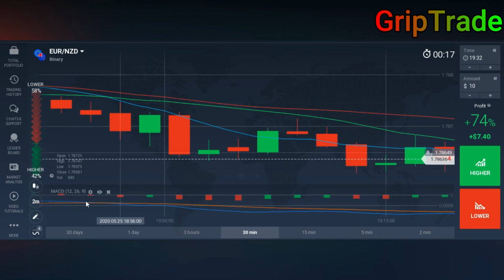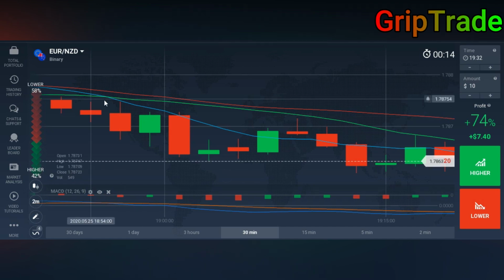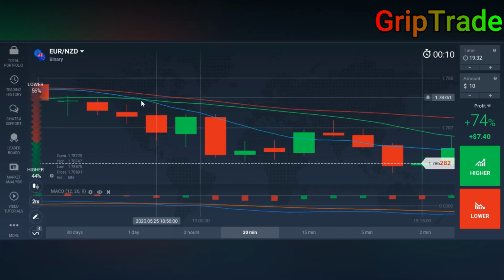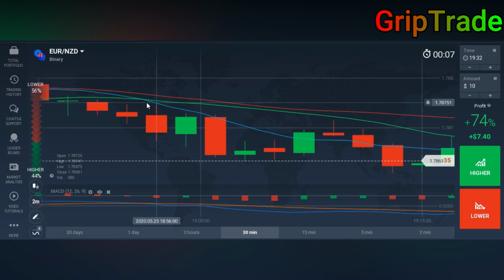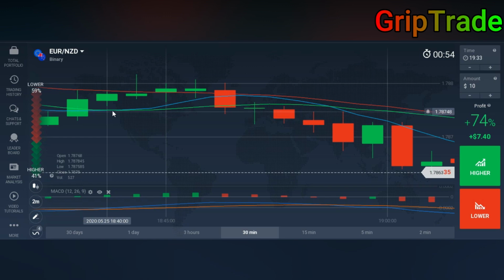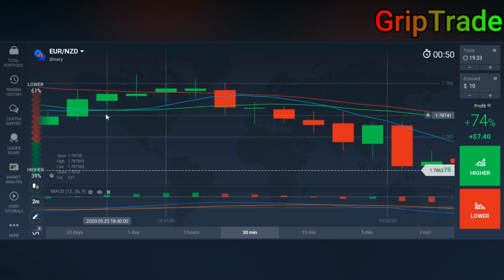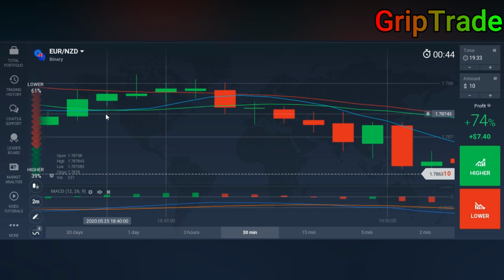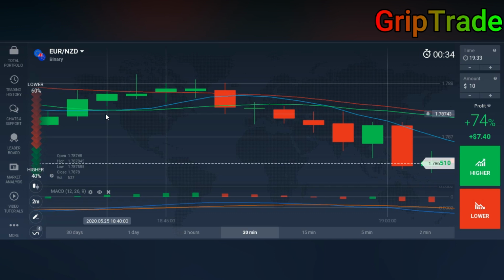Here you see it intersected a bit before, and then both moving averages intersected each other. Now you see, they both intersected each other below the candles, and that's a buy option, a call, a higher option. So that's a pretty good indicator that can assist you to trade profitably on the 2 minute time frame as well as on the 5 minute time frame.